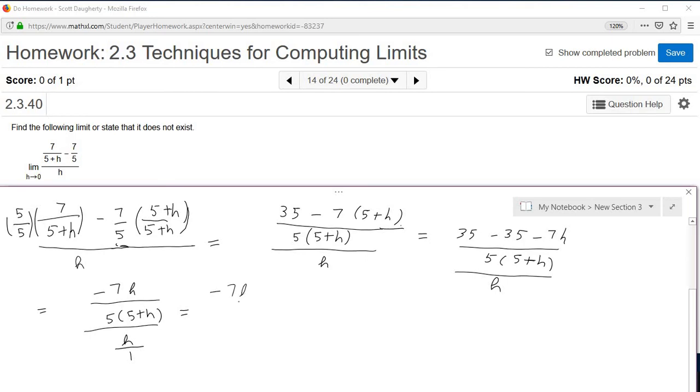So minus 7h over the common denominator. And then I'm going to flip this fraction so it becomes 1 over h, and then multiply by it. Okay? All right, and notice now these h's cancel. You have an h on top, which cancels with this h on the bottom, and that leaves you with a minus 7 on top. And then you're left with 5 times 5 plus h on the bottom.